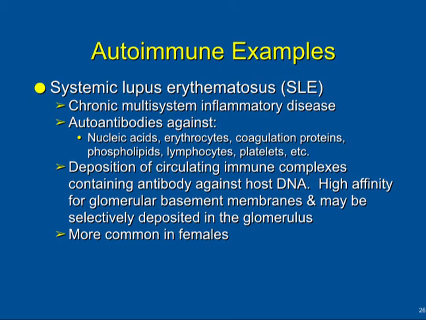But they can develop antibodies against nucleic acid, erythrocytes, coagulation proteins, phospholipids, etc. What happens is they can have deposition of circulating immune complexes containing the antibody against the host DNA. It has a high affinity for the glomerular basement membrane, essentially. So that's why they end up with a lot of kidney dysfunction from it. So we're very careful with monitoring their kidney functions as well. It's definitely more common in women versus men.